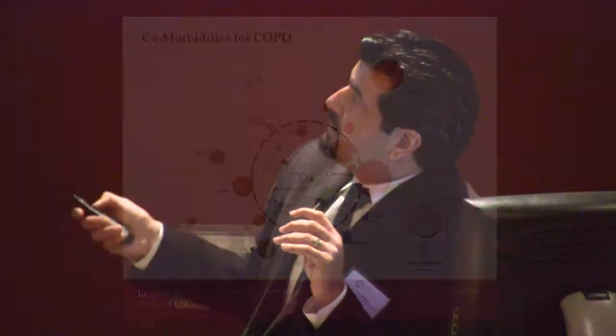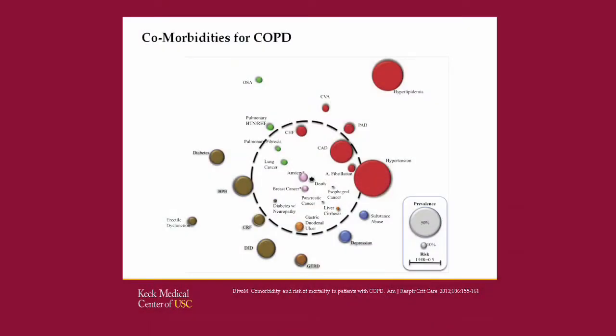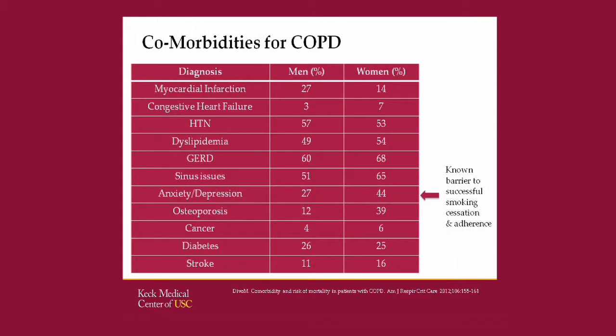So if we just talk about the lung functions and symptomologies, what we do is that we miss the bigger picture. It's not just a lung issue, this condition is a multi-system involvement. Someone who's got COPD will have high blood pressure, will have high cholesterol, will have coronary artery disease, and a number of other things. And as we look at it percentage-wise, if you look at just the heart conditions, risk factors, heart attacks, men 27%, women 14%. Congestive heart failure, 3% versus 7%.